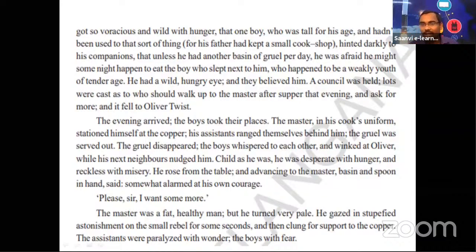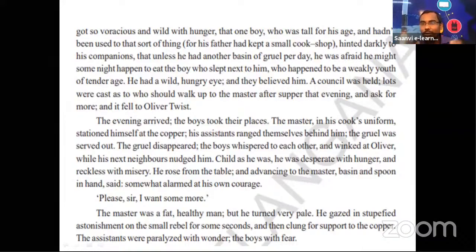A council was held, a meeting was held. Lots were cast. What do you mean by lots were cast? And why were these lots cast? As to who should walk up to the master after supper that evening and ask for more. So lots, it means there were many children in that. Who is going to ask the master for one more basin of gruel?